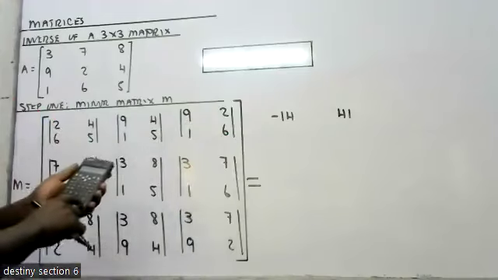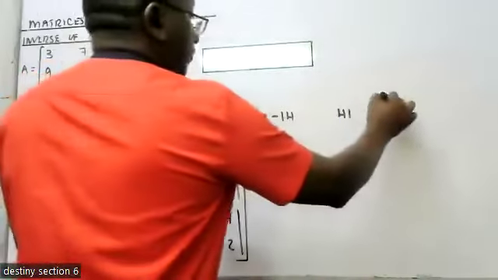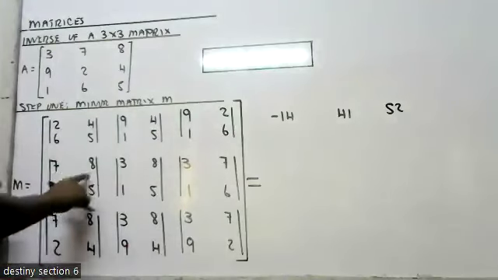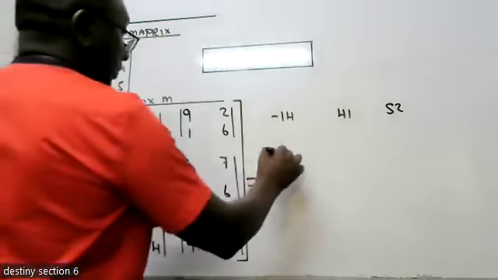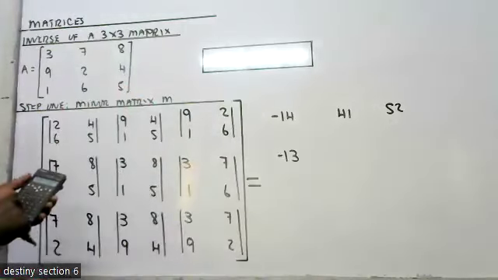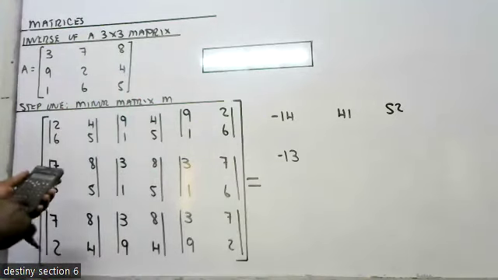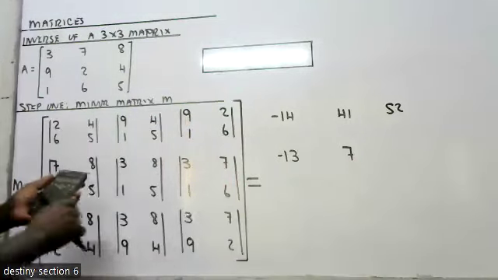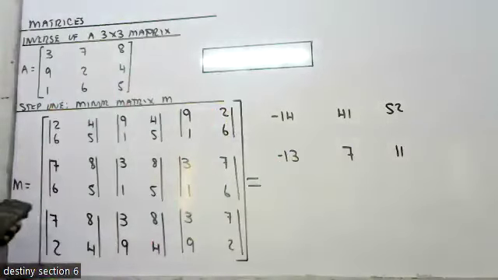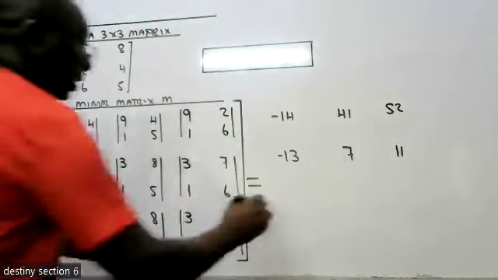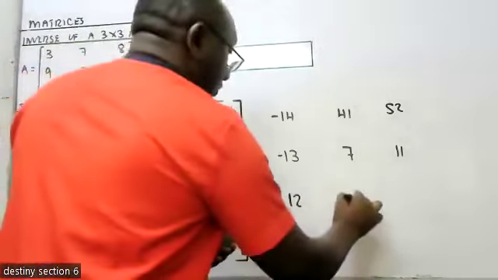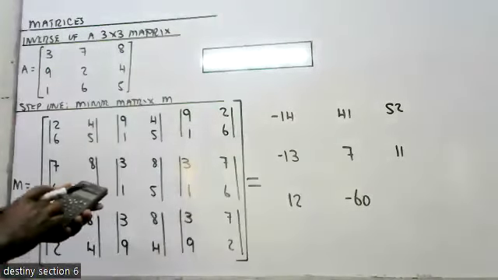9 times 6 minus 1 times 2 is 52. 7 times 5 minus 6 times 8 is negative 13. 3 times 5 minus 1 times 8, 7. 3 times 6 minus 1 times 7. 7 times 4 minus 2 times 8 is 12. 3 times 4 minus 9 times 8 is negative 60. 3 times 2 minus 9 times 7 is negative 57.